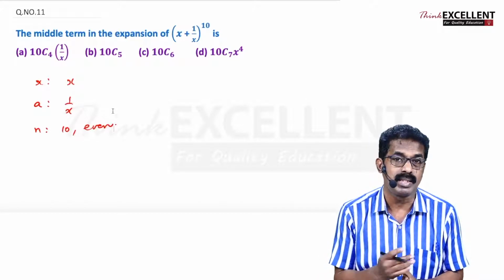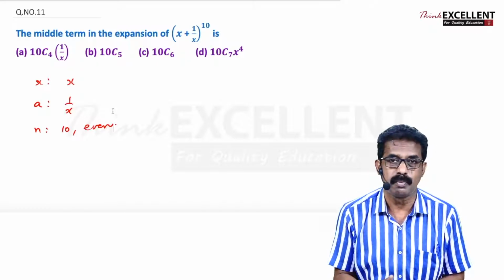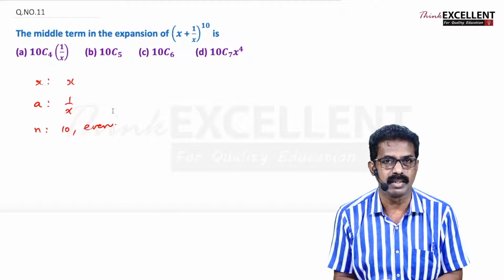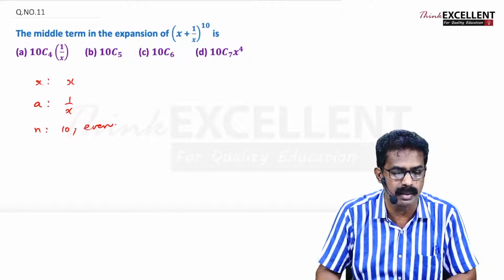Suppose the power is even, for example, the power is 4, 5 terms will be there. 5 terms means there is only one middle term. So when n is even, one middle term. When n is odd, 2 middle terms. So here n is even, so there is only one middle term.